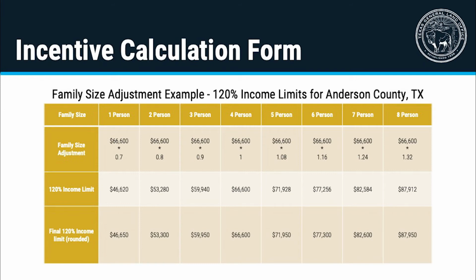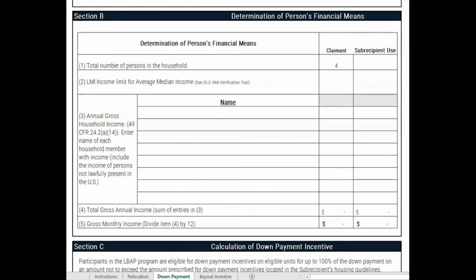If on the other hand he had a 6-person household, that income limit is 116% of the 4-person income limit. So he would multiply $66,600 by 1.16 to get $77,256, which he would round to $77,300 to get the 6-person 120% income limit. For our fictional applicant, we have a 4-person household. Therefore, as previously mentioned, the 120% income limit for a 4-person household is $66,600, so the applicant input that in number 2.